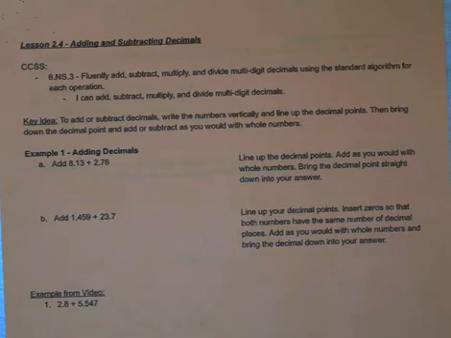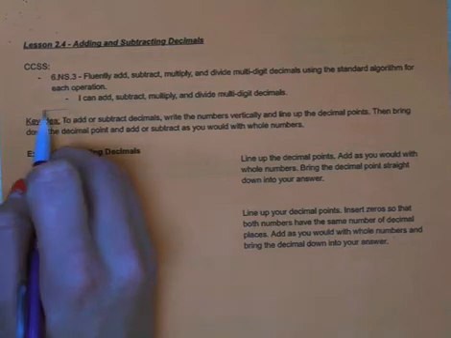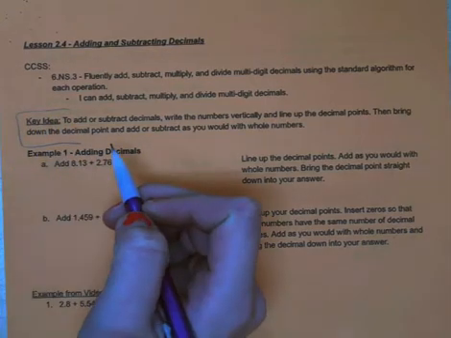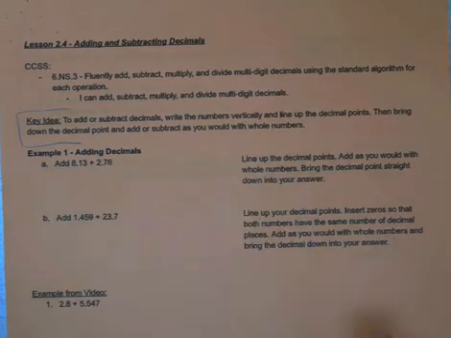So the key idea here is to add or subtract decimals. You write the numbers vertically and line up the decimal points. Then bring down the decimal point and add or subtract as you would with whole numbers. So this key idea is very important. We want to keep that in mind as we're going throughout the lesson.